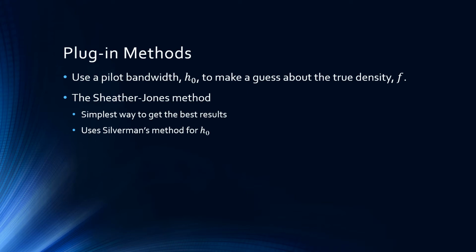So the plugin method is what the focus should be on, because we're going to be relying on a pilot bandwidth, which comes from the Silverman method, to estimate the true density. The reason why we like it so much is that out of all the methods that could give you such good results, this is the simplest way to calculate a bandwidth.